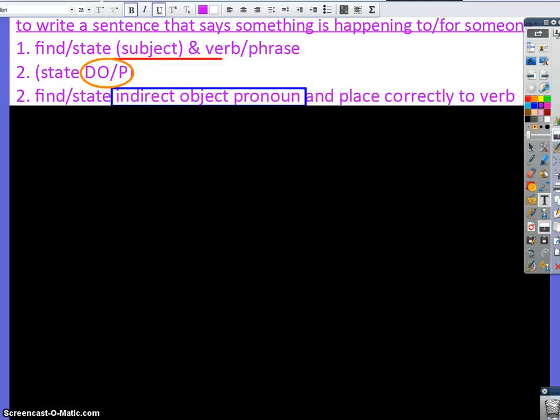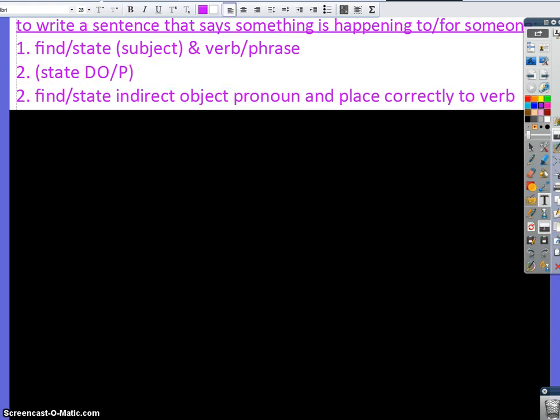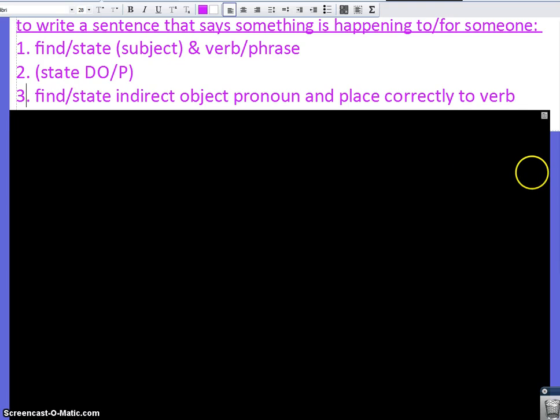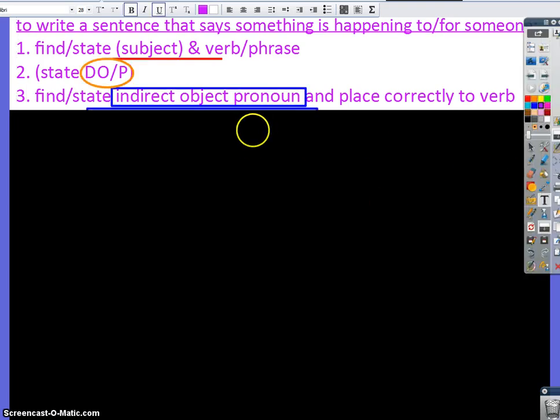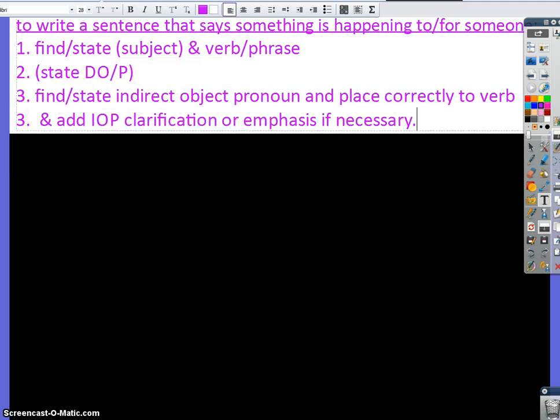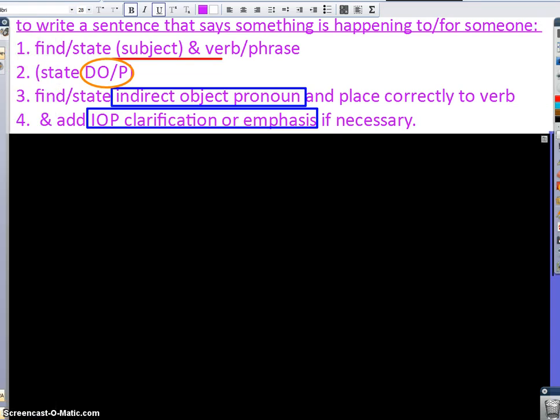Step 3. Find by asking to or for whom, and then state your indirect object pronoun and place it correctly according to the verb. So your choices are me, te, le, nos, os, les, and you guys know that pronouns have to be placed in relationship to the type of verb that you have. Oh, do I have two step 2s? That's silly. Let's change that. Step 3. All right, and last but not least, I need to change this to 4 now. Step 4. Add indirect object pronoun clarification or emphasis if necessary.